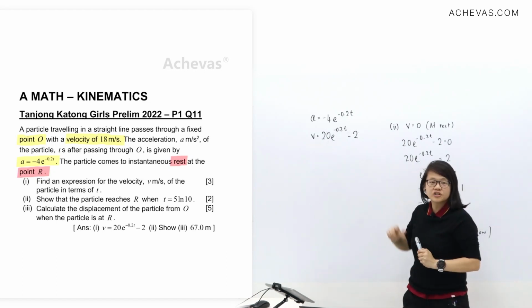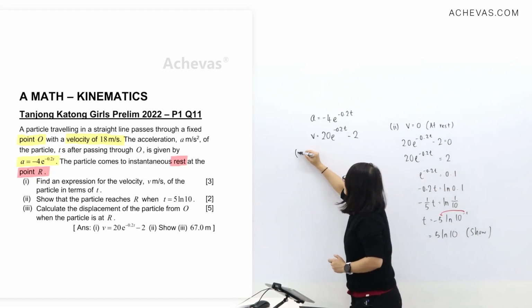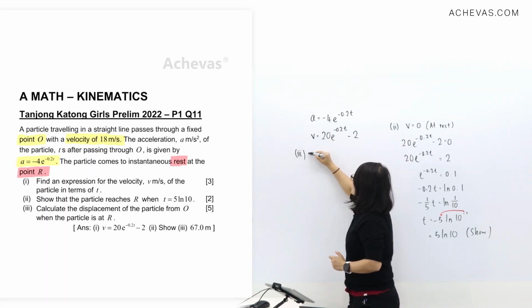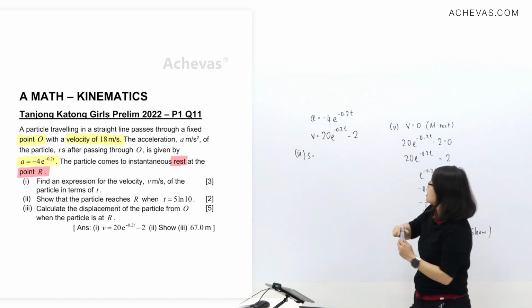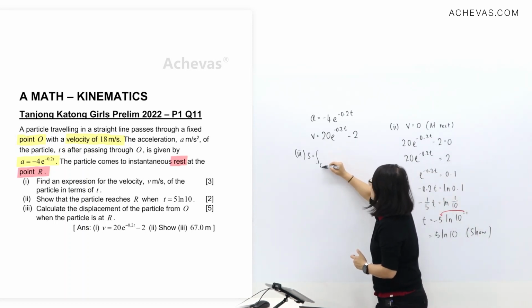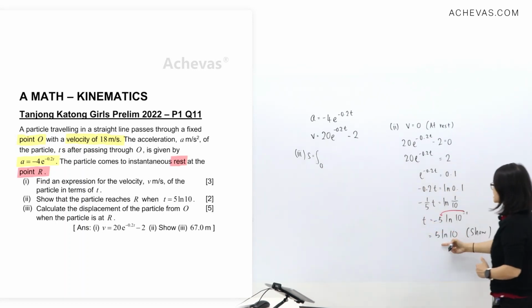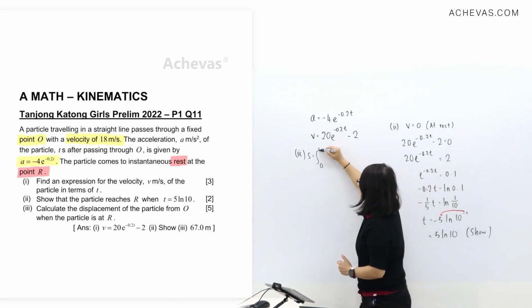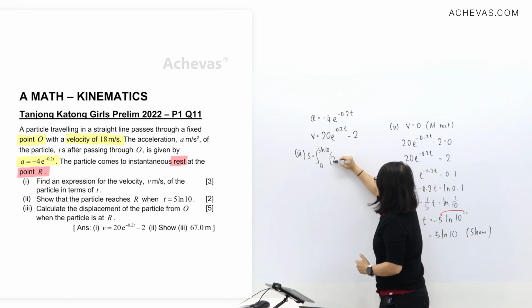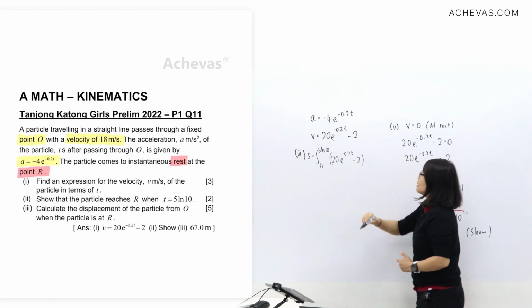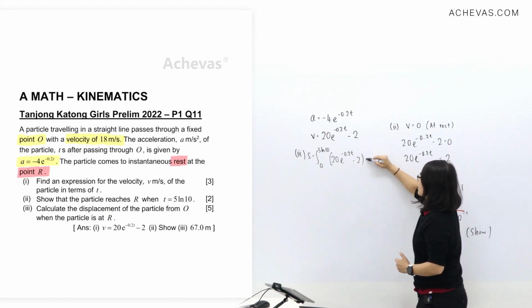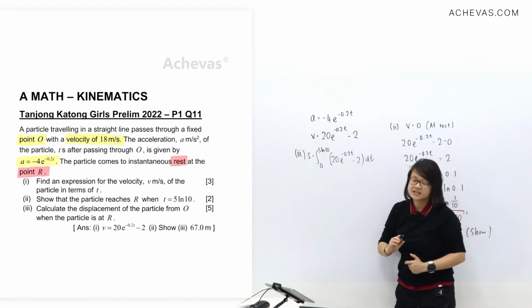Now let's take a look at part 3 over here. We have displacement. I'm going to write it as S equals to, we're going to find displacement from O to R. So I'm going to do an integration from 0 to R. It's a time over here, so I'm going to insert 5 ln 10. Integration of this, 20e power -0.2 t minus 2. Remember this is a function in t, so I'm going to write dt over here.